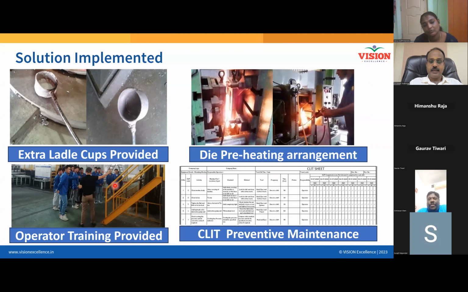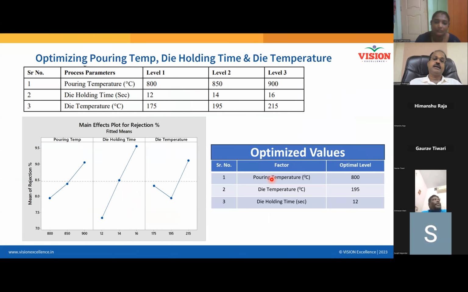Extra ladle provided, process knowledge being imparted even to the operator, preheating provision is provided, and a CLIT maintenance record document is created. This has become part of your daily work. And to optimize these three factors, X1, X2, X3: pouring temperature, die holding time, and die temperature, they have decided to perform a separate study, which we call design of experiments.